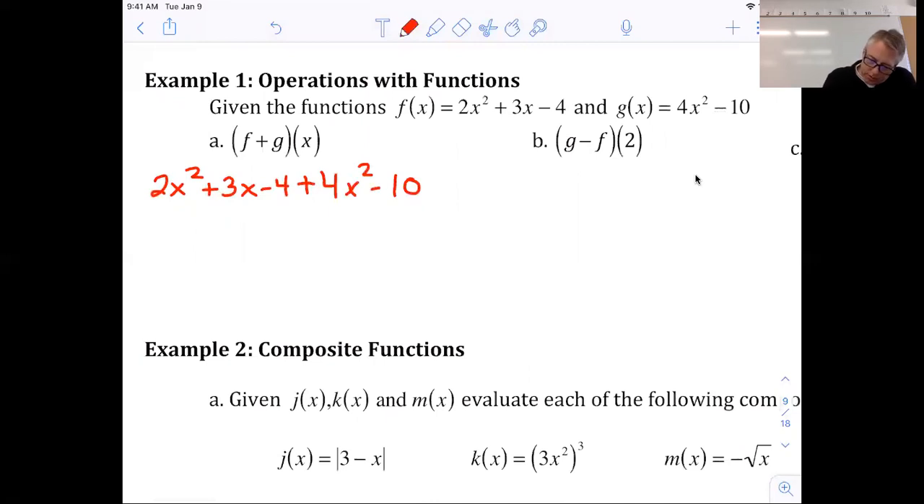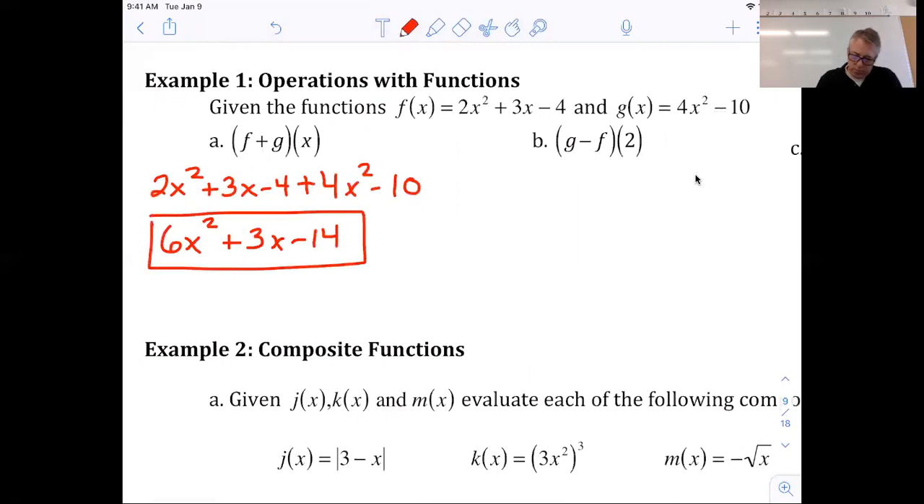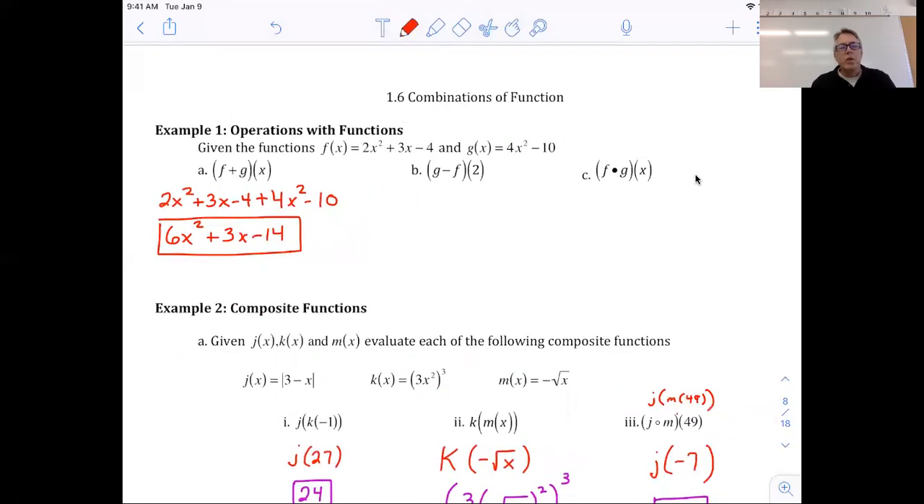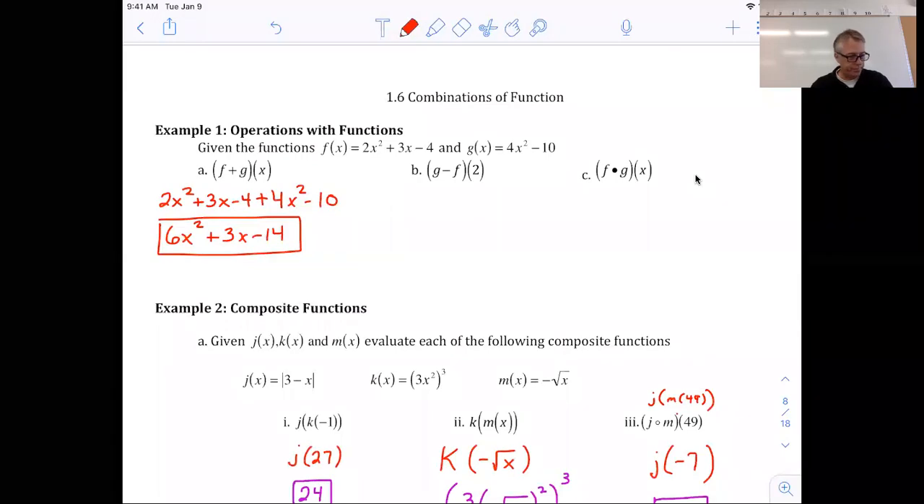When we do that, I'm going to combine my like terms. 2x squared and 4x squared is 6x squared, and plus 3x minus 14. I wrote it in descending order, of course. So you can add or subtract functions just using regular rules of algebra.